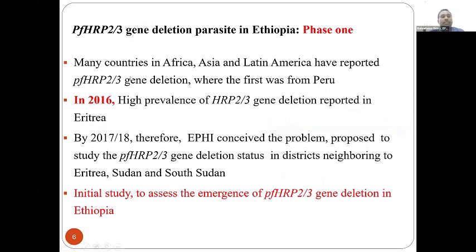In many countries in Africa and Asia, as previous presentations have reported, Pfhrp2 gene deletion has been found, where the first report was from Peru. But in 2016, a high prevalence of HRP2 gene deletion was reported in Eritrea. And the Ethiopian Public Health Institute, consulting partners and the ministry, especially the WHO, conceived the problem and proposed to study whether the emerging HRP2 gene deletion is found in Ethiopia.